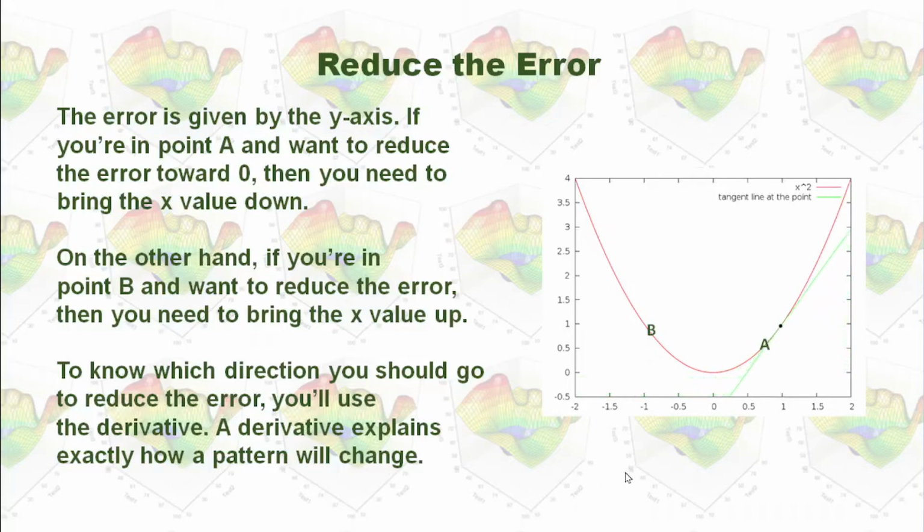How do we know which direction we should change the x value for the next estimation? The derivative can help. If the derivative is negative, we know we need to increase the x value. And when the derivative is positive, we know we should reduce the x value for our next estimation.